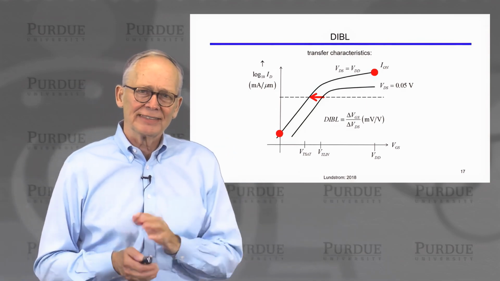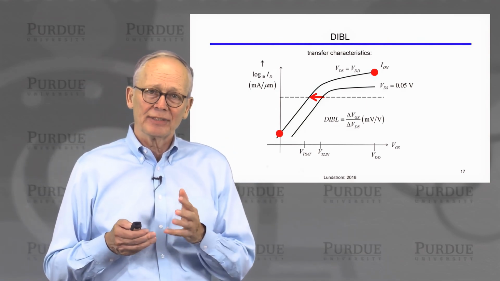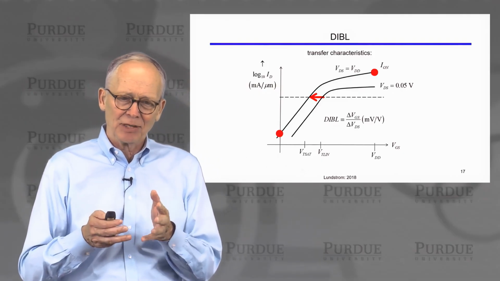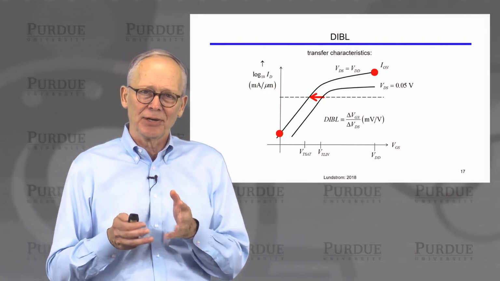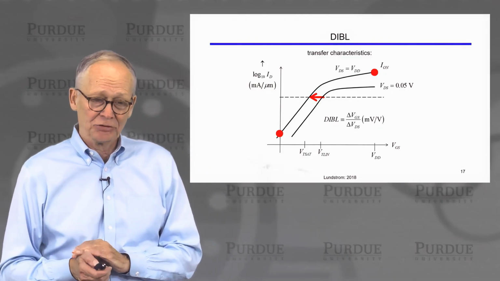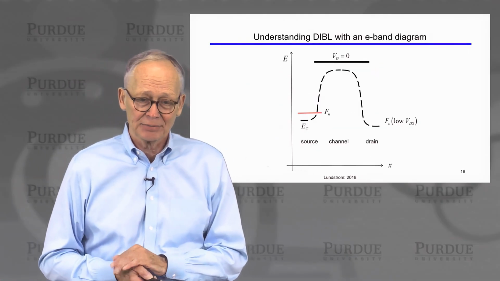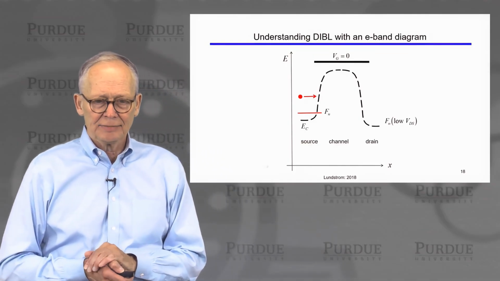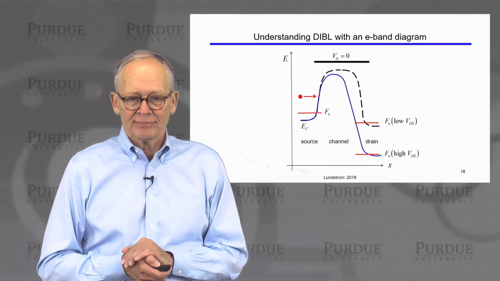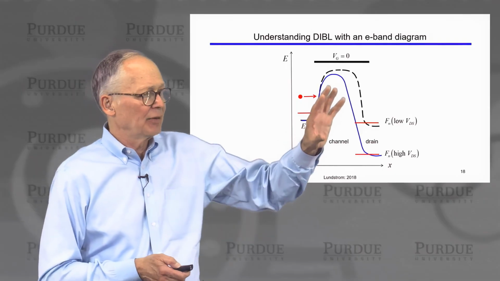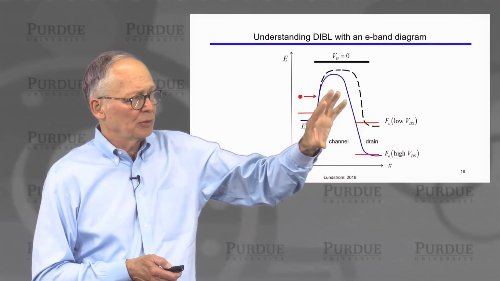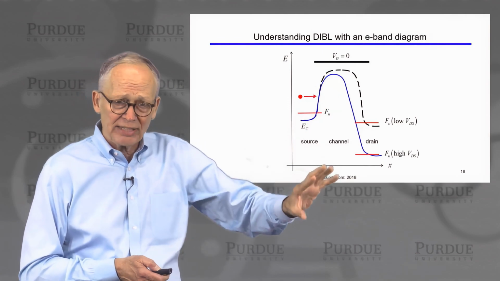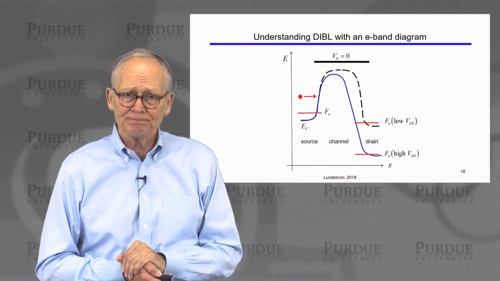Now, we can also use this energy band view to understand what DIBL is and why we gave the name of this phenomenon, why we call it drain-induced barrier lowering. We can understand that by energy band diagrams. So here's our energy band diagram. The device is off. Here's our energy band diagram if we have a low gate voltage, but we apply a large drain voltage. We pull all of the energies in the drain down.